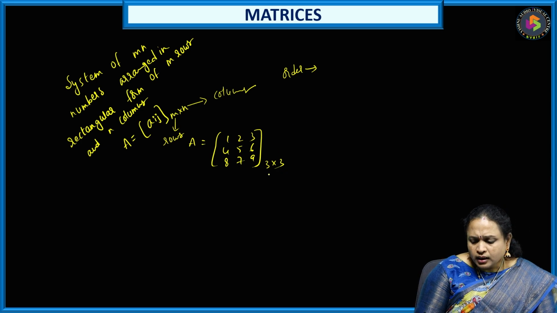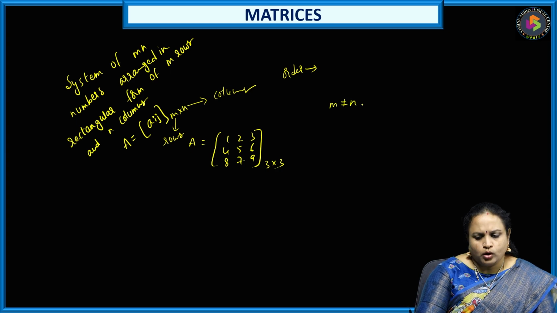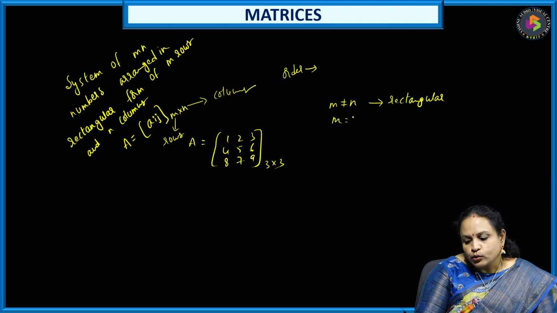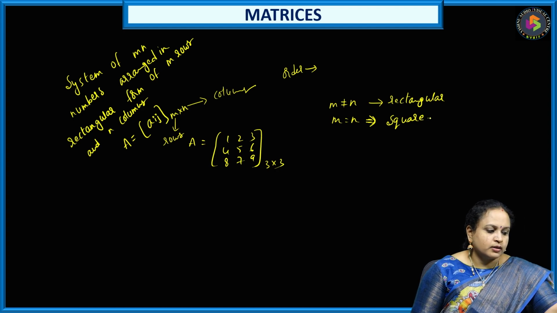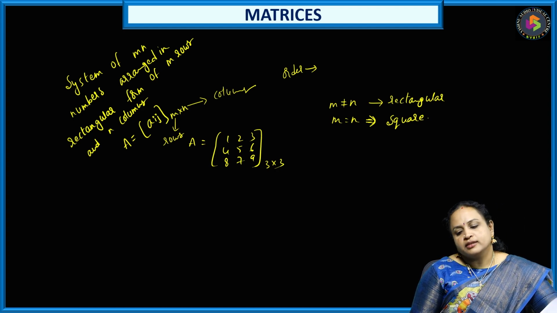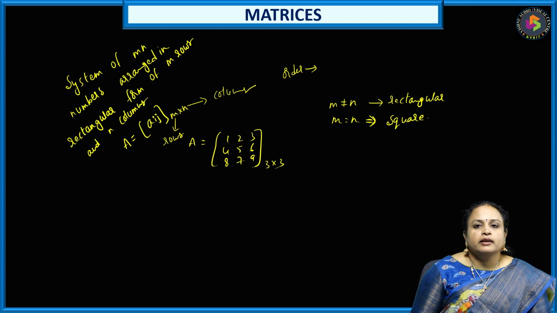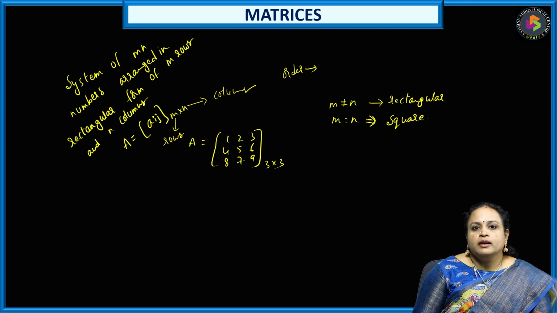So then if the number of rows is not equal to the number of columns, then we call such a matrix a rectangular matrix. And if the number of rows is equal to the number of columns, then we call such a matrix a square matrix. So the matrix which I have written just now is a square matrix in which the number of rows and the number of columns are equal to each other.